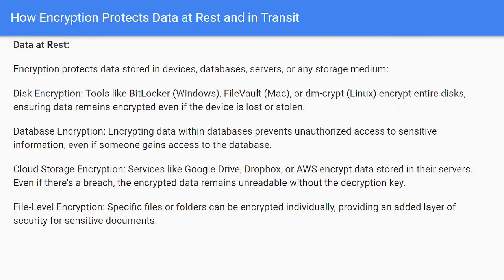Data is not moving from one person to another. You understand? So that is when you see data at rest. It means data is maybe stored on your hard drive, on your phone, in the database, on the server. It means that data is not moving anywhere. You understand? So how does encryption protect data that is at rest?